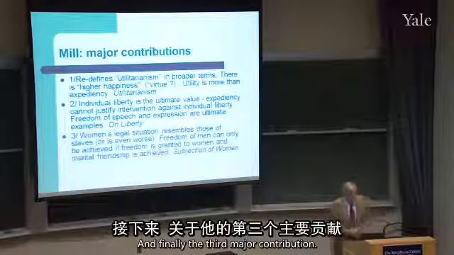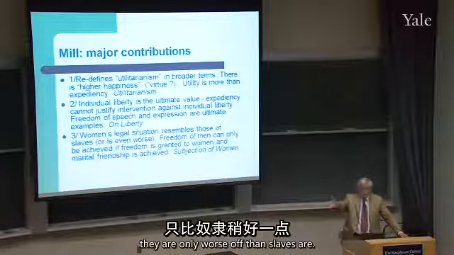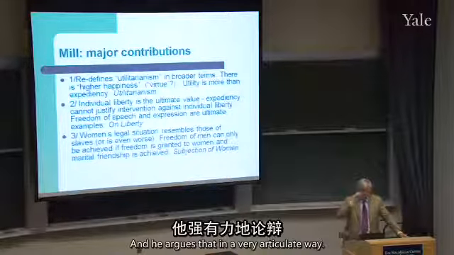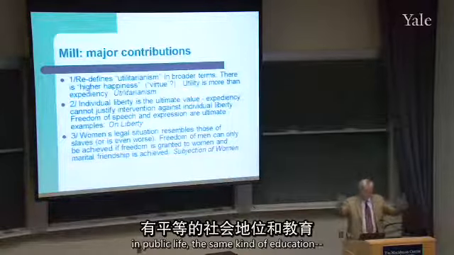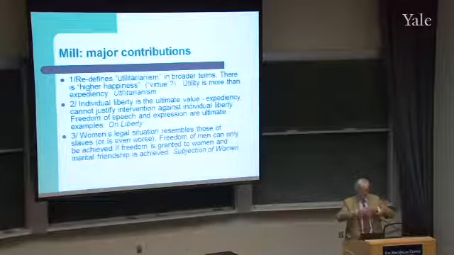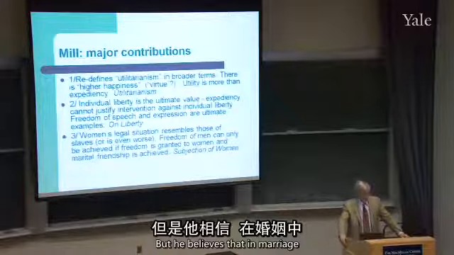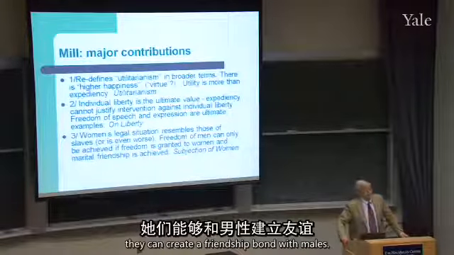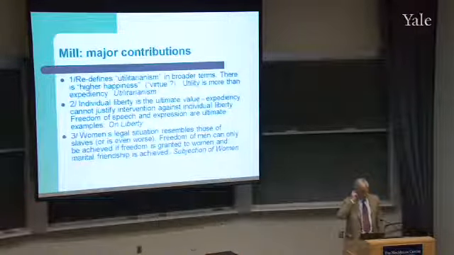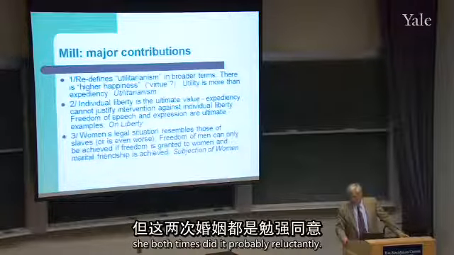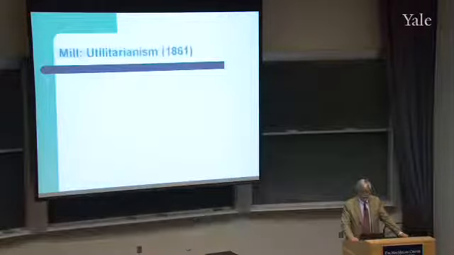And finally, the third major contribution: he said women's legal situation resembles that of slaves. They are only worse off than slaves are. And he argues that in a very articulate way. Women should have equal rights in jobs, in public life, the same kind of education, a total confrontation with Jean-Jacques Rousseau. But he believes that in marriage they can create a friendship bond with males. Well, Harriet Taylor did not quite agree with this. Though she married twice, she probably did it reluctantly both times. She did not believe in the institution of marriage, though she did marry twice. Okay.